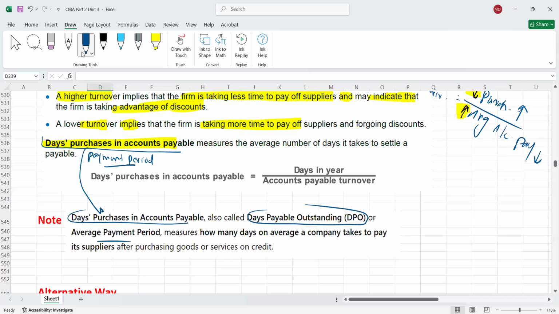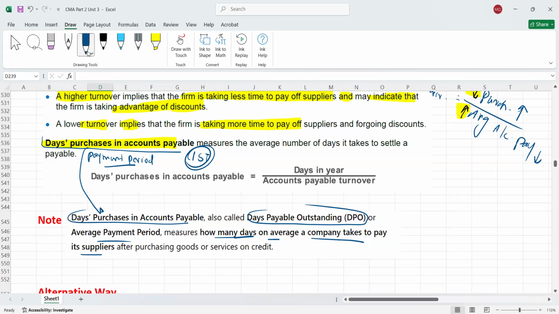But the question is what it means. It means how many days on average a company takes to pay its suppliers. Like how many days we are taking to settle our liability. That's called the payable period. And this is the first way, again, as usual. So the first way, how would you calculate it?